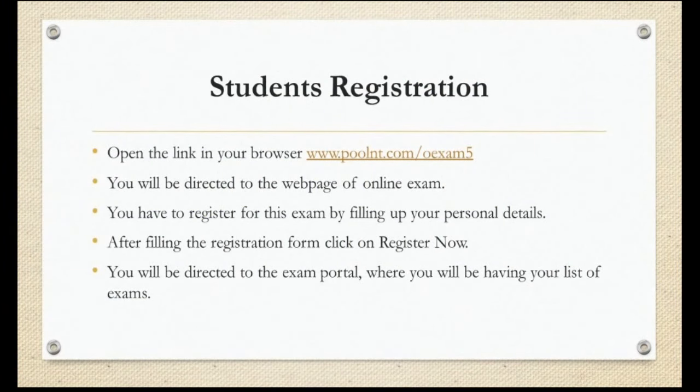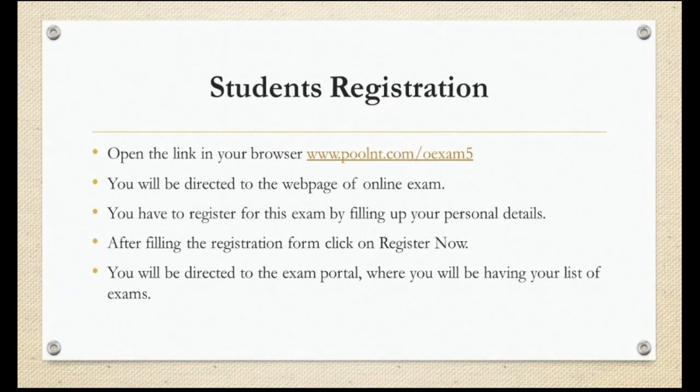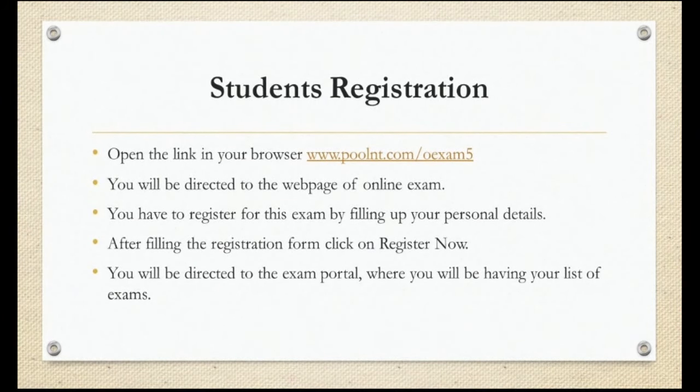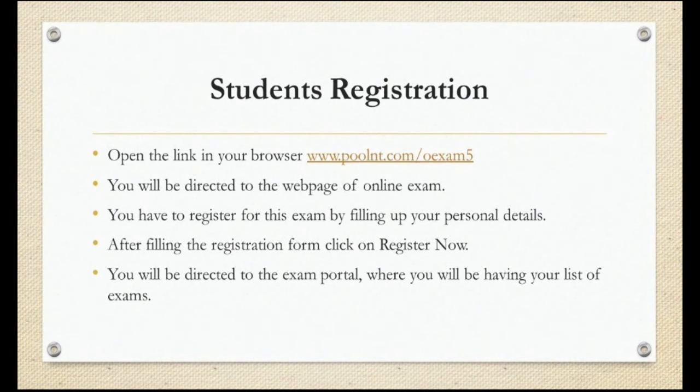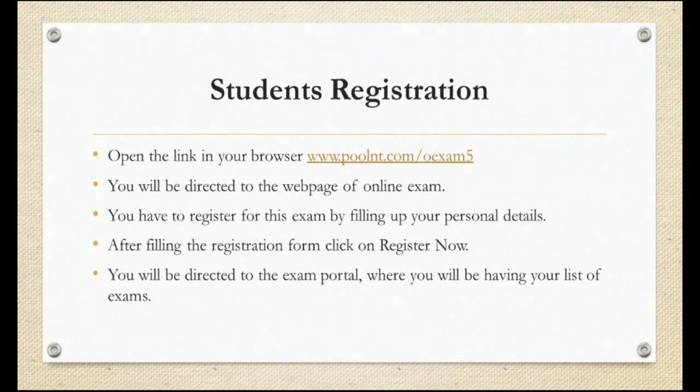So first of all, we will see how our student can register. Open the link in your browser, www.poolnt.com/oexam5. 5 is the class. So whatever class you are studying, you will write that class. You will be directed to the web page of online exam.